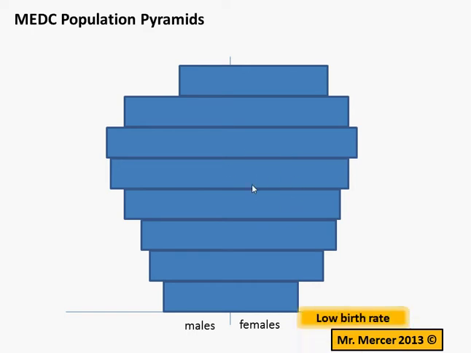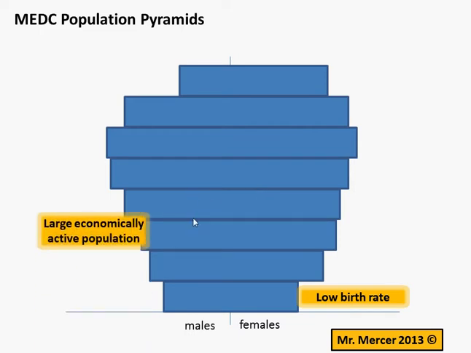The first thing that we see is that there is a low birth rate. That's a valid description. The next thing that we see is that there is a large economically active population. It's acceptable to suggest that is the population aged between 16, the age at which you can enter the workforce, and about 60 to 65, the age at which people retire from the workforce.